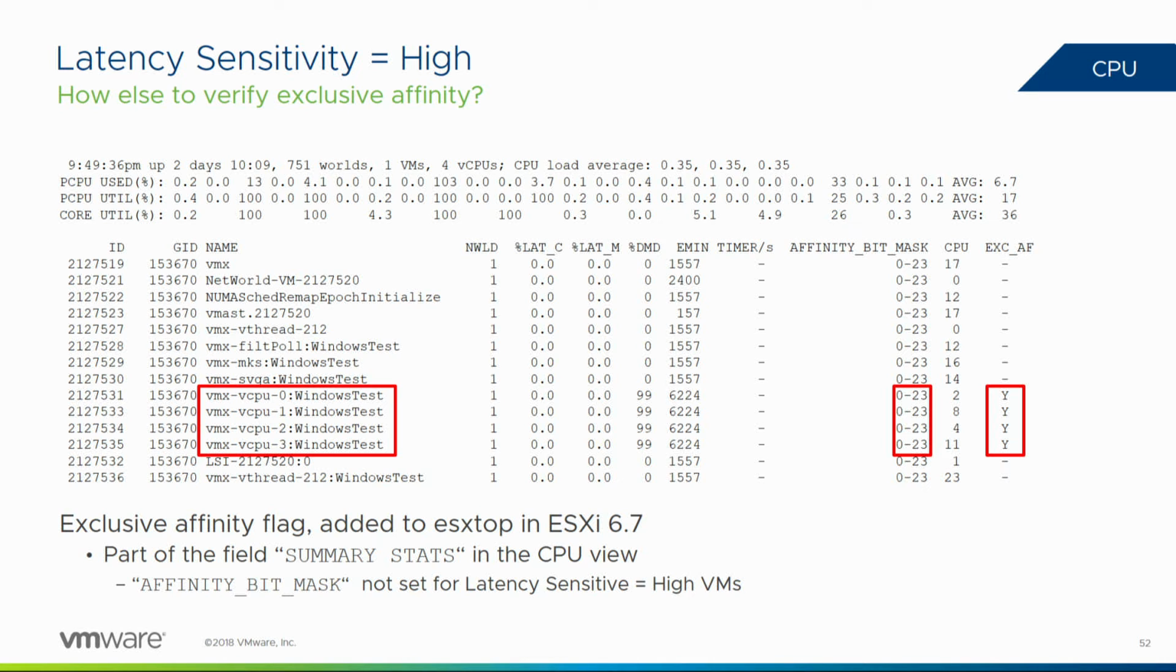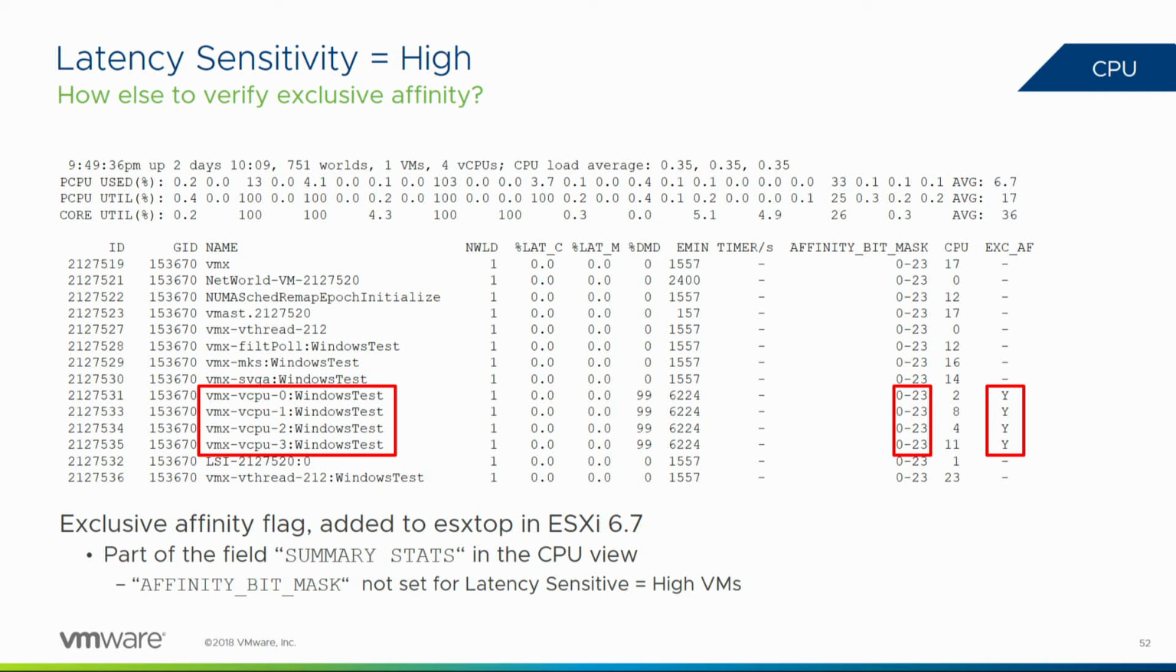And the affinity bit mask is not changed anymore for latency affinity VMs. I actually have to check whether that's intentional or a bug, so I'll get back to you on that. But if you just check the affinity bit mask in 6.5 or 6.7, you will not see that, but you will see exclusive affinity.